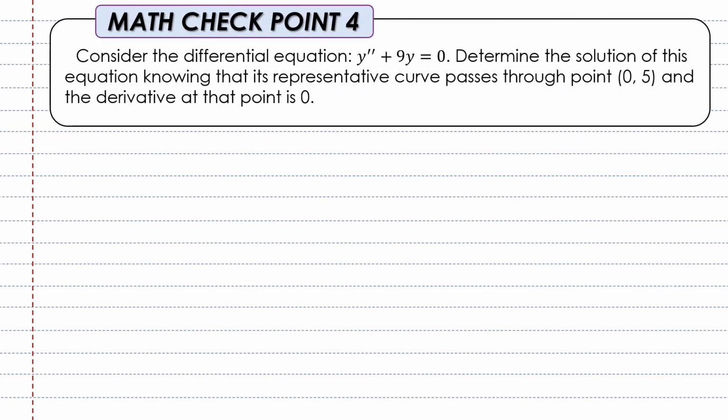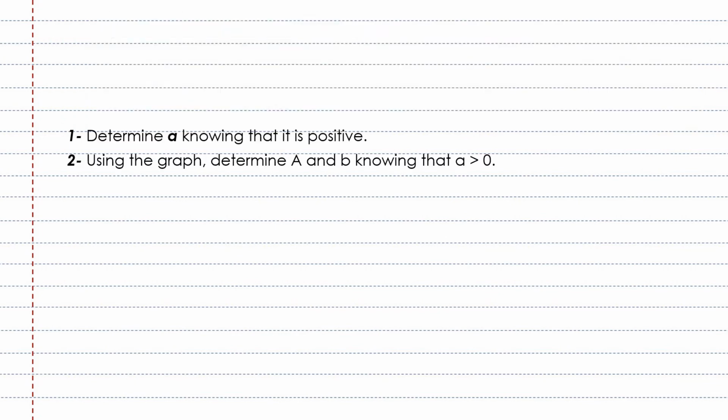Consider the differential equation y double prime plus 9y equals 0. Determine the solution knowing that its curve passes through (0, 5) and the derivative at 0 is also 0. Okay? So try to think about this math checkpoint relying on what we have discussed in differential equations.